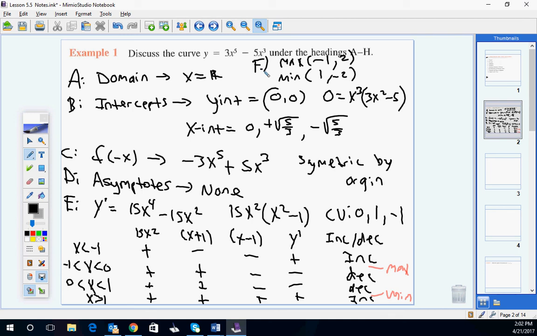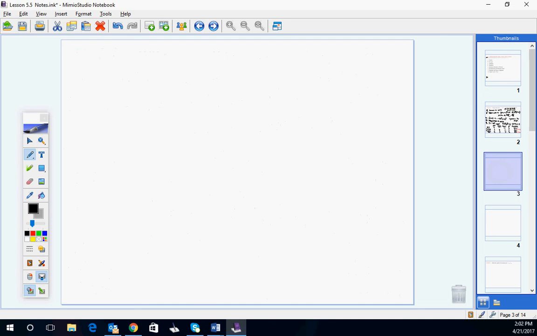Okay, and for G, we're going to do concavity now. We'll go to the next page for that. Is everybody good? A through F. Okay, cool. All right, so we got G. For G, we need our second derivative. So refresh, go back here.